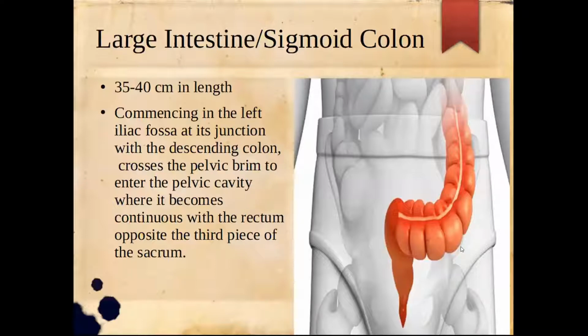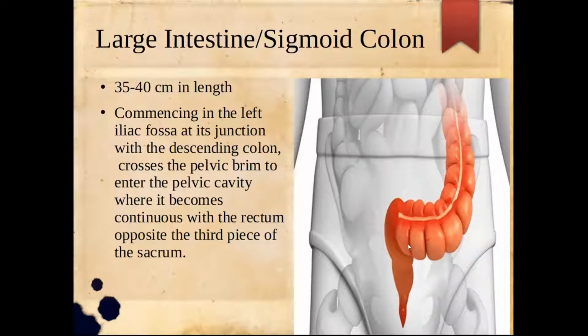Now we're coming to the sigmoid colon. Sigmoid colon, you know, is shaped like an S, okay, about, I think, 35 to 40 centimeters in length. As I discussed before, it starts in the left iliac fossa at the junction with the descending colon, crosses the pelvic brim, enters the pelvic cavity, and continues with the rectum at the level of S3. Okay, this is the sigmoid colon.